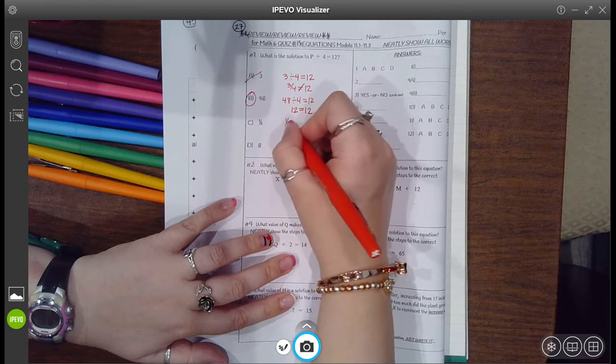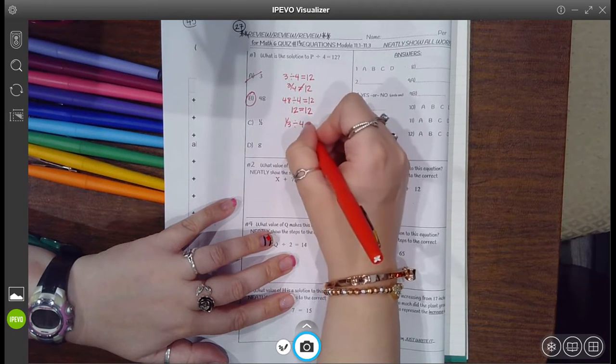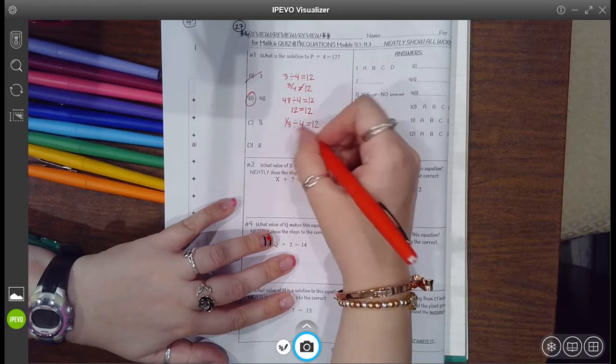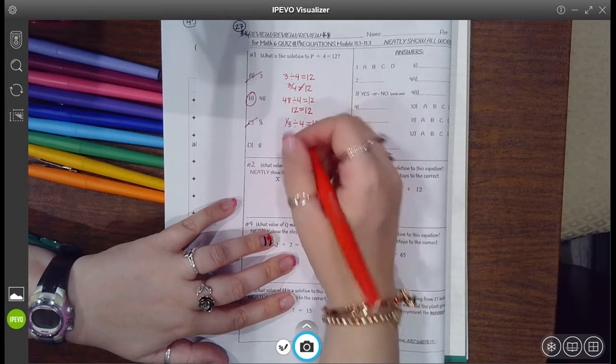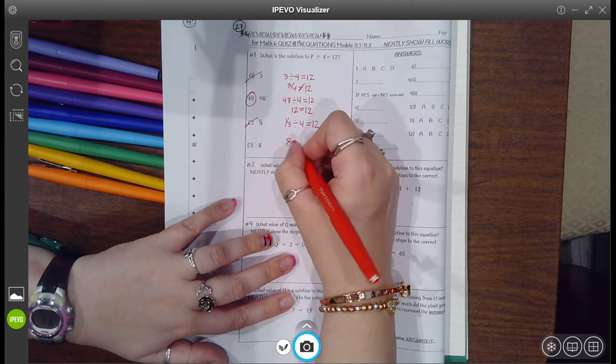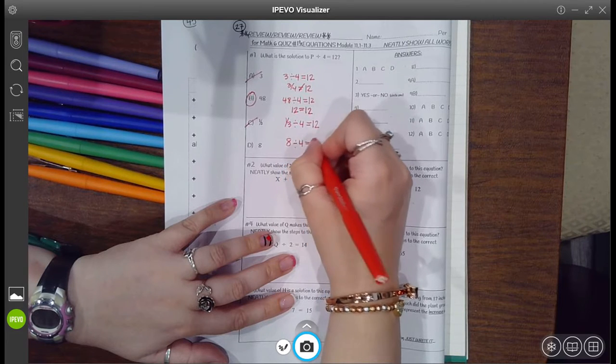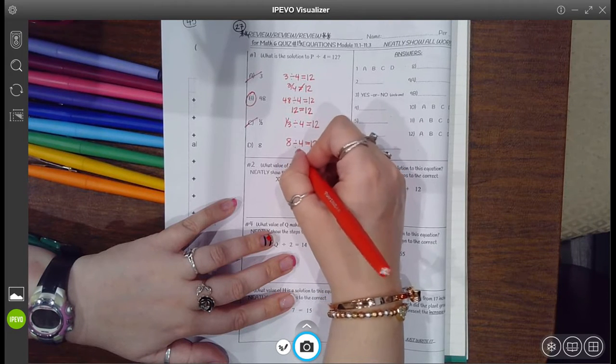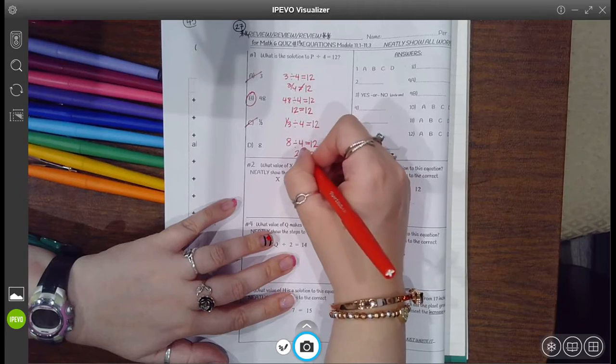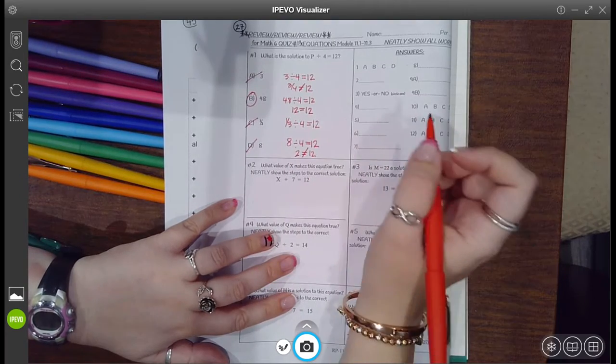Okay, or 1/3 divided by 4 equals 12. I hope you can see that that does not make sense. Okay, 8 divided by 4 equals 12. Well, 8 divided by 4 is 2, and you get 2 equals 12. No, it does not. So that was not a solution.